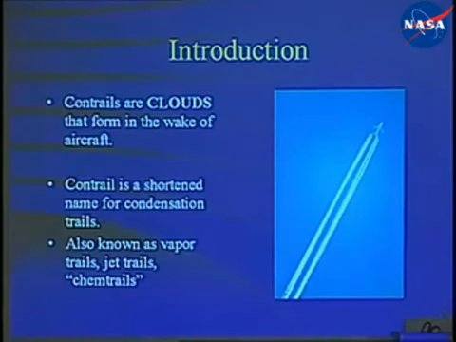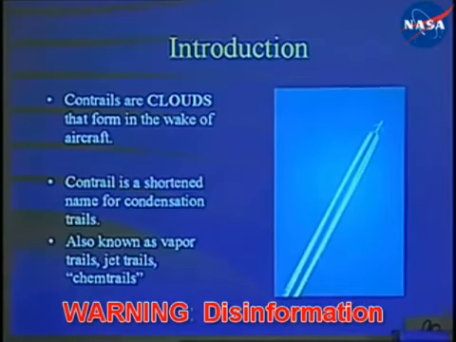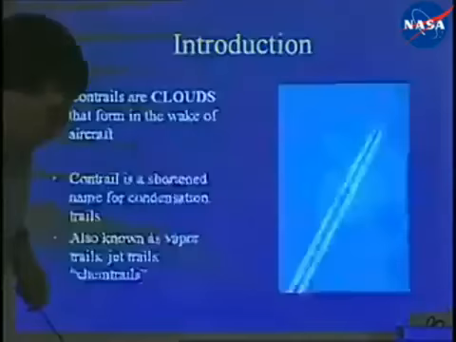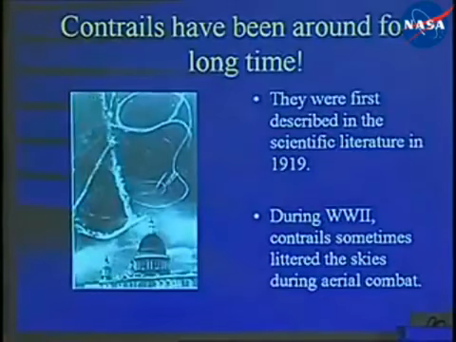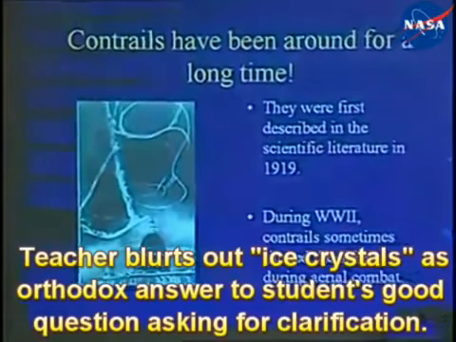Some other names for a contrail, you may have heard of, are vapor trails or jet trails, and more recently, some people who believe that there's a sinister conspiracy behind these clouds call them chemtrails. They're ice crystals. One thing we want to point out is contrails have been around for a very long time.